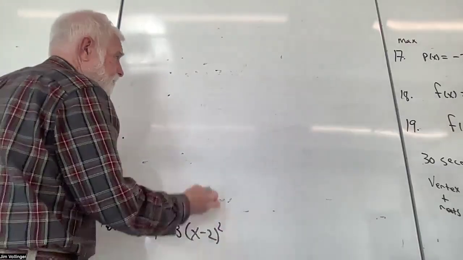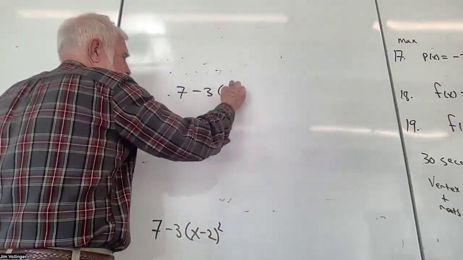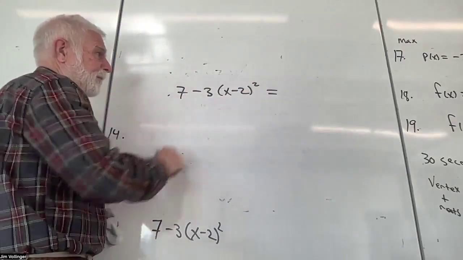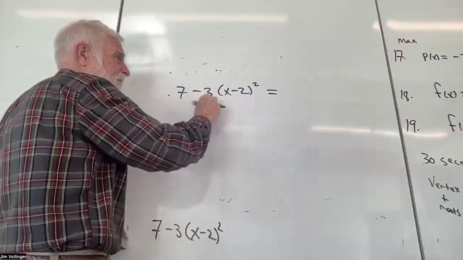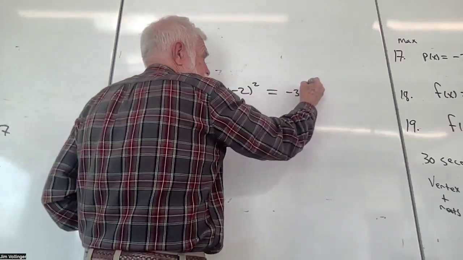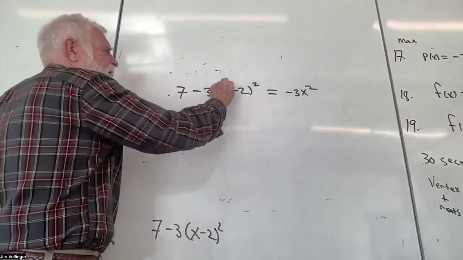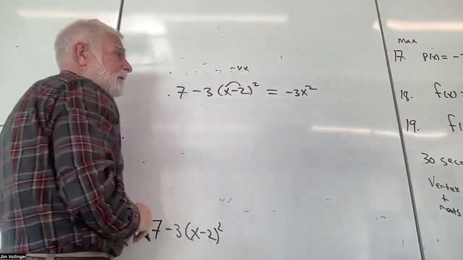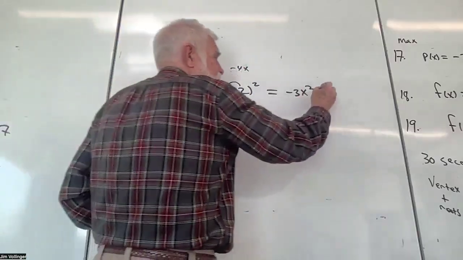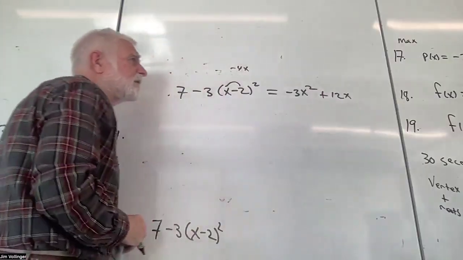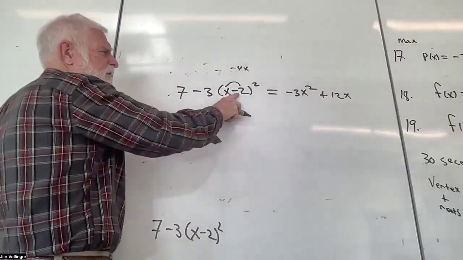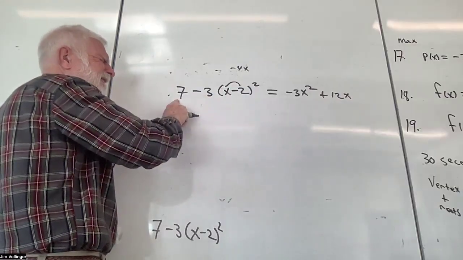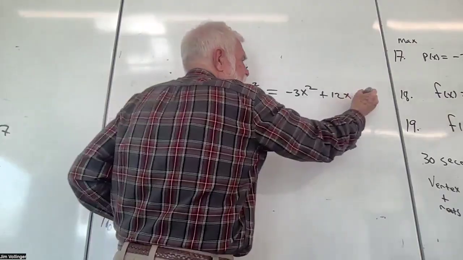All right, you do this in your head. 7 minus 3x minus 2 squared. Just write your answer. What are you going to get for your first term? I think I'm going to get x squared times minus 3. What are you going to get when you binomial square that? You're going to get minus 4x. And I think minus 4x times minus 3 is positive 12x. I think you can do that in your head. And then you're going to square this to get 4 times negative 3, which is negative 12, plus 7, I think is minus 5.